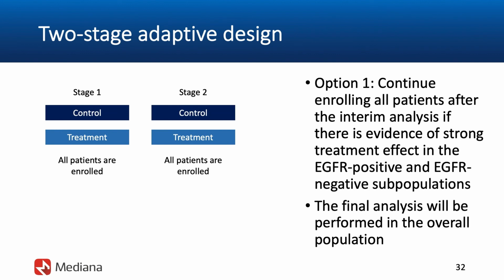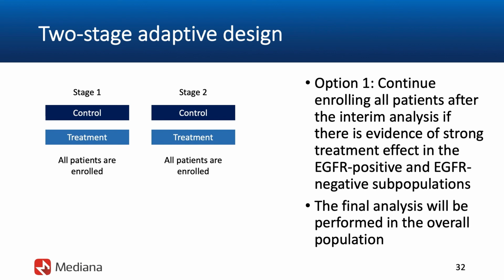Option one is presented on this slide. It is possible that the interim analysis data could have supported the decision to simply continue enrolling all patients after the interim analysis. When would that decision be made? It would be most natural to make that decision if there's evidence of a strong treatment effect within each subpopulation.